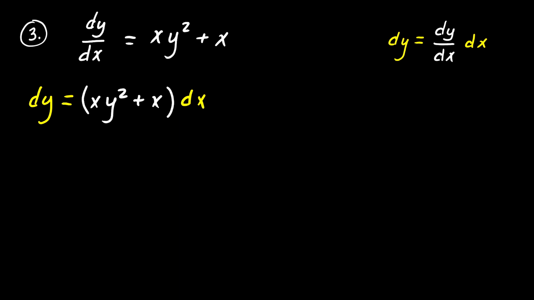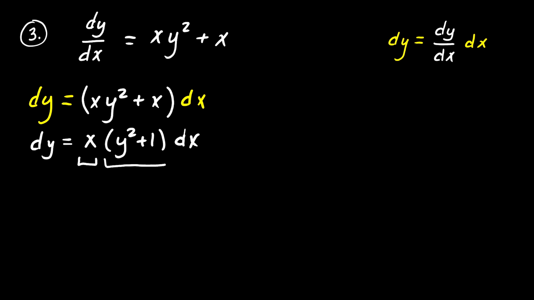Now this one's a little tricky to separate my x from my y, so I have to realize I need to factor this one. When I factor this one, x is common to both, leaving me with y squared plus 1. I still have my dx, and over here we have our dy. And now I'm able to separate my x and my y functions. So we need to write it as a product. Here is the first piece, here is the second piece.